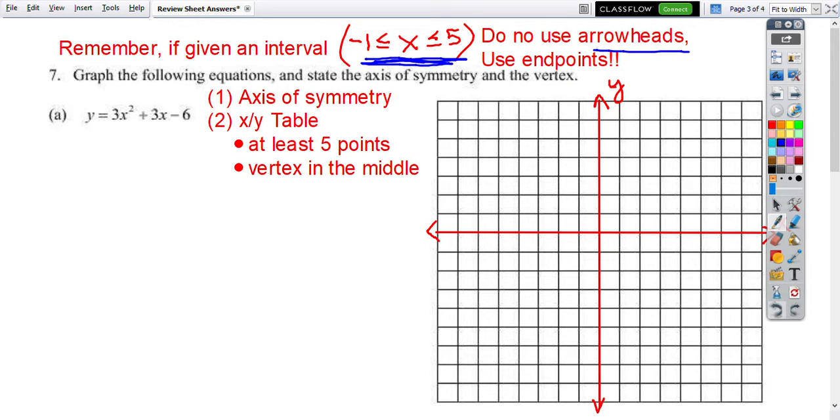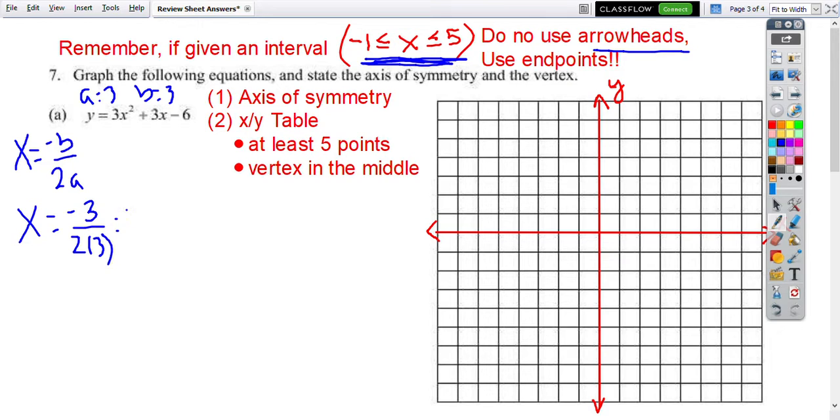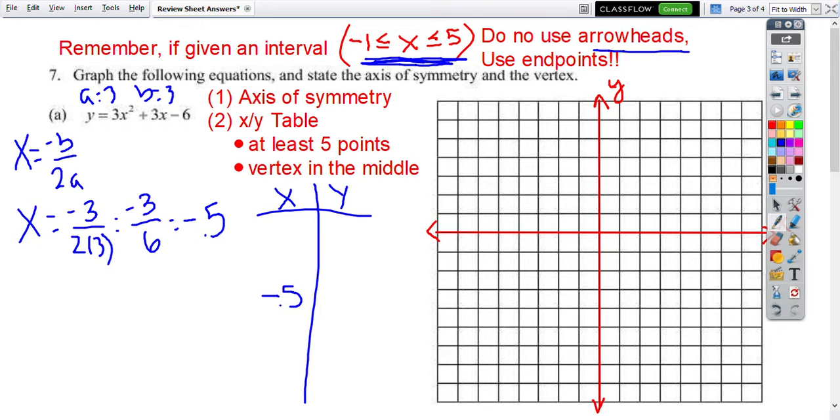So the first thing we're going to do is find the axis of symmetry, okay? You remember, it's x equals -b over 2a. So here a is 3, and b is 3. So x is equal to -3 over 2 times 3, which is essentially -3 over 6, which is -1/2. So I'm going to make an xy table, and I know I have to put -1/2 in the middle.